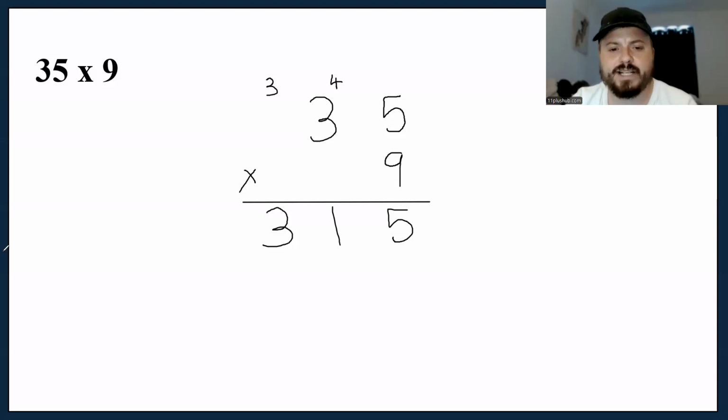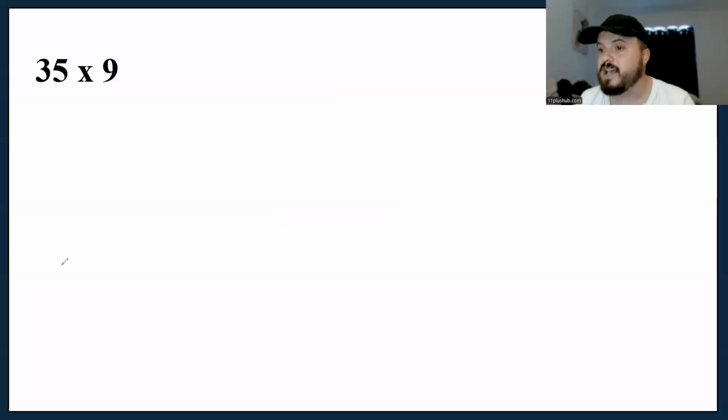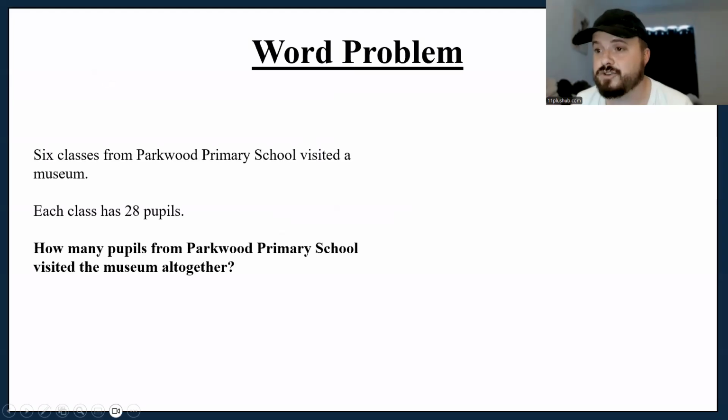Okay, so with multiplication, it can be presented in more than one way. It can be presented in many ways, but for this video, I'm going to show you two ways. We've got this straightforward way of literally being given two numbers to multiply together, but we might also be asked a word problem such as the one you can see on the screen. So let's have a look at the word problem, let's talk about it, and let's solve it. So 6 classes from Parkwood Primary School visit a museum. Each class has 28 pupils. How many pupils from Parkwood Primary School visited the museum altogether?